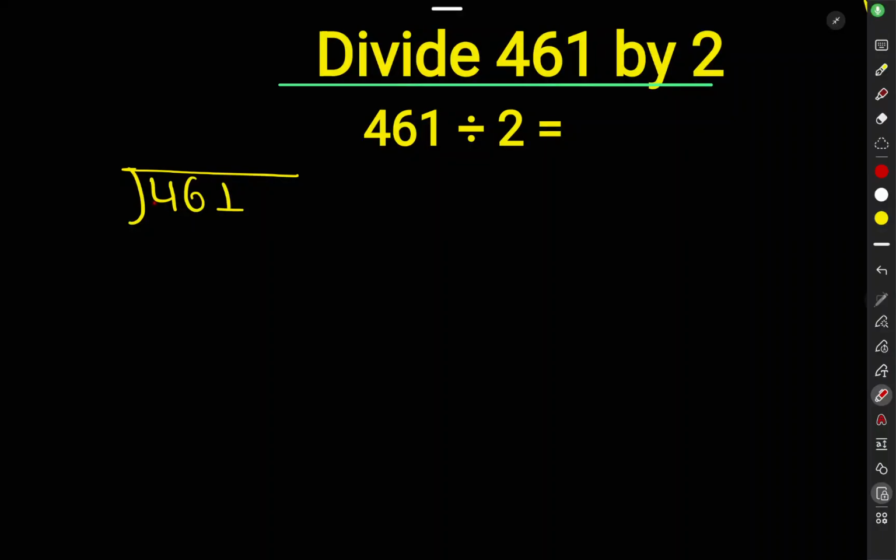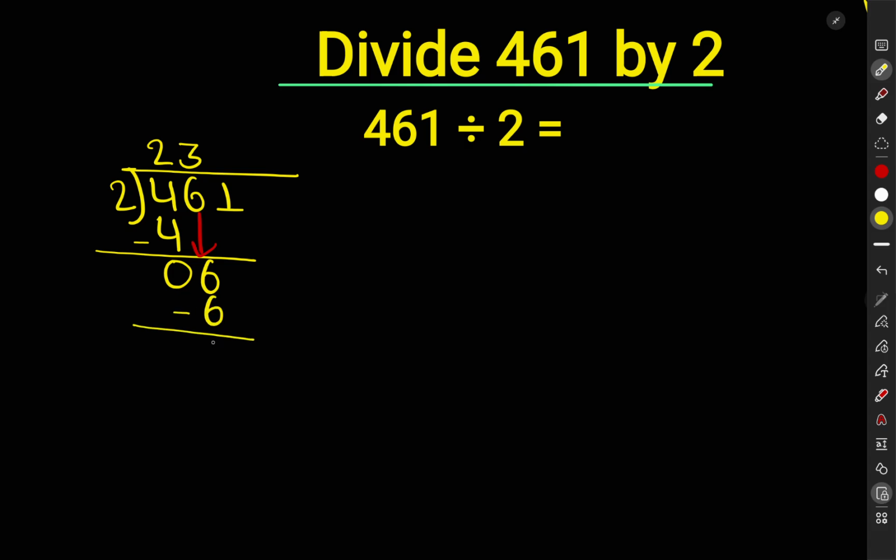We divide 461 by 2 in a long division method. 2 times 2 is 4. On subtracting, it is 0. We put down this 6 and 2 times 3 is 6. On subtracting, it is 0.